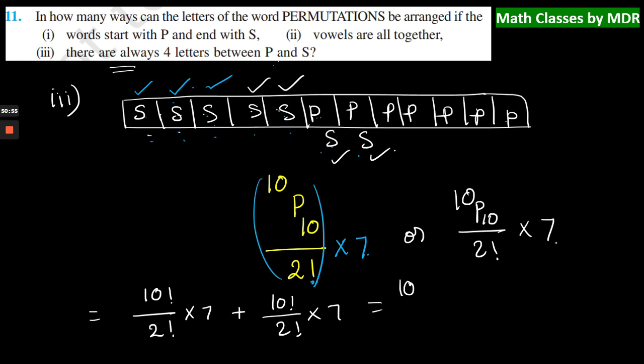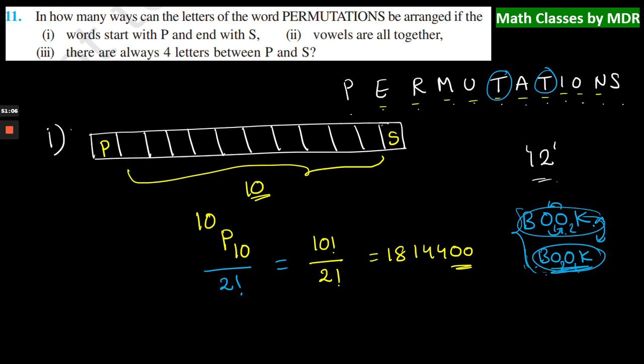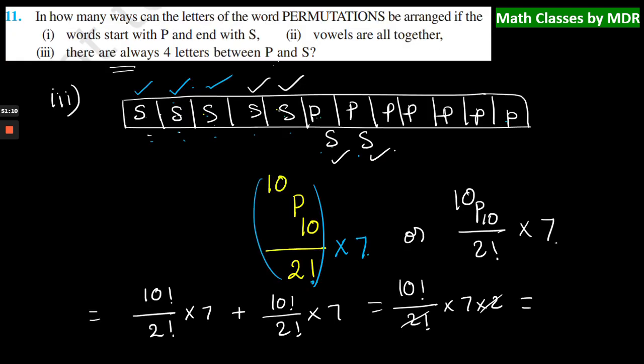Maybe I can write it as 10 factorial by 2 factorial into 7 into 2. This 2 gets cancelled, and we have 10 factorial into 7. Right? So what is the 10 factorial value here? Let's see, 10 factorial into 7 will give you a number, and it will end up with 25401600. You'll be able to get 25401600 words with this combination.